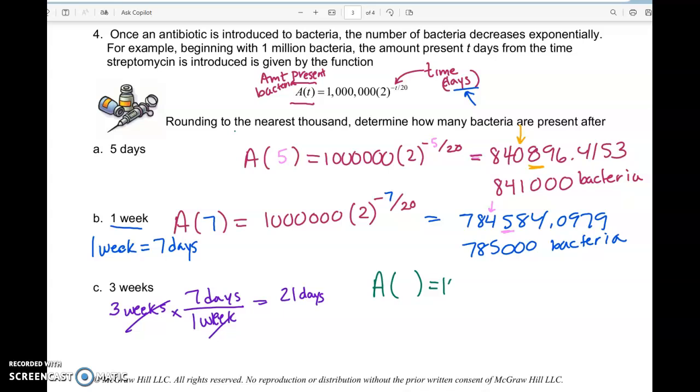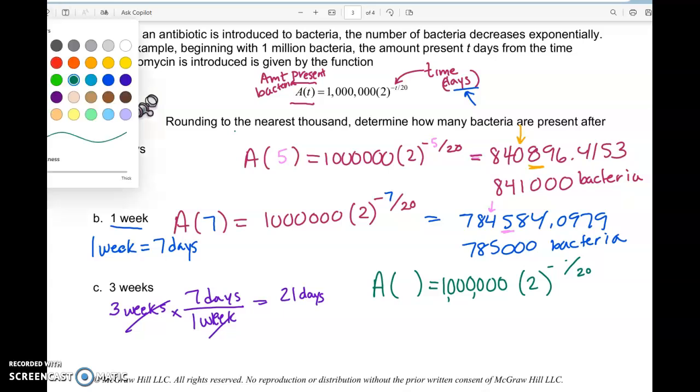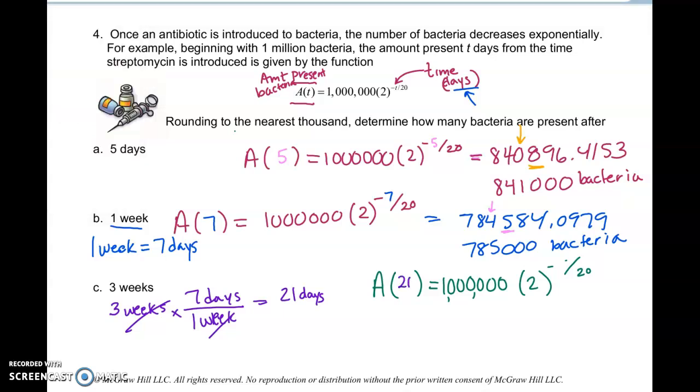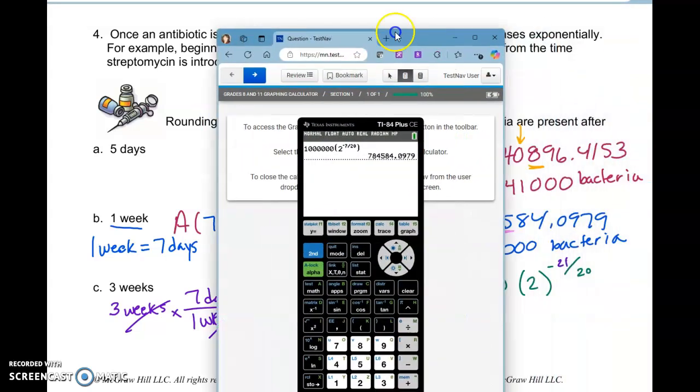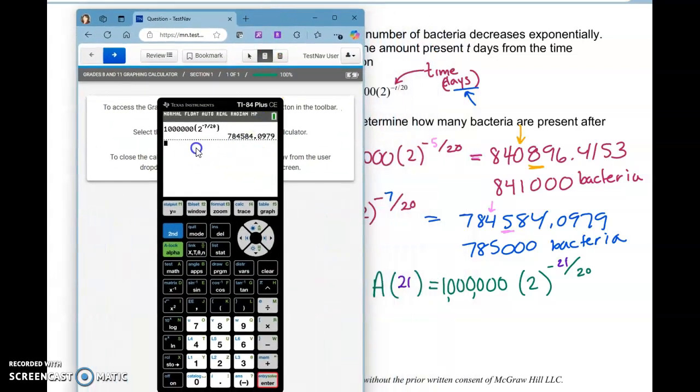So I'm going to write down my equation, my function, and I'm going to, in place of the t value, put in 21. And then put it in the calculator. Now I mentioned that there's a shortcut. And so the shortcut is that if I want to re-enter all of this previous information, I can just hit second enter. And it will give me the prior entry.